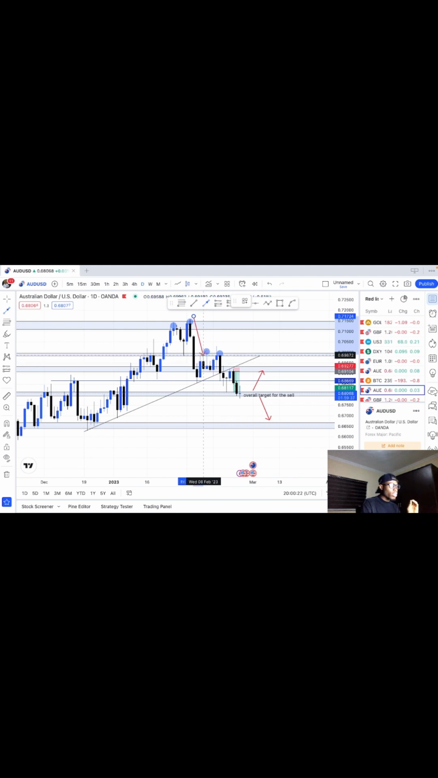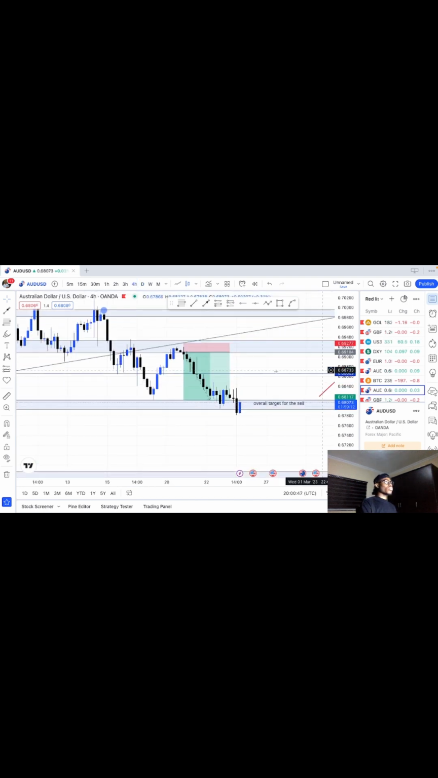You see, it came here, didn't break, came down here to my zone, reversed back, didn't break, and broke my trend line with an engulfing candlestick. It broke my trend line with an engulfing candlestick. Wow, that is a very good confirmation. Not only did it break my trend line, it broke my zone again. So I was just waiting.